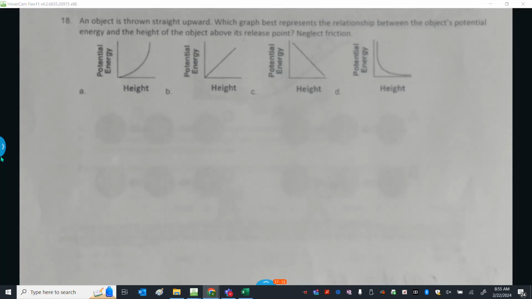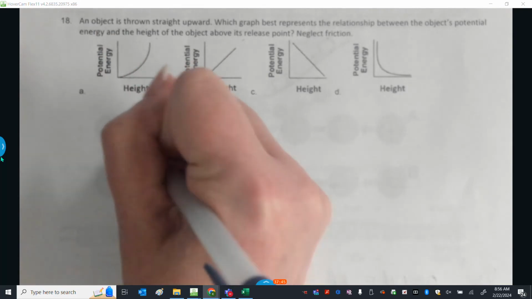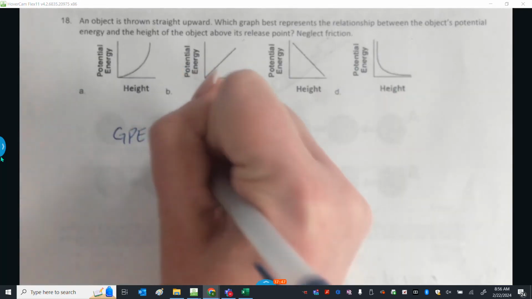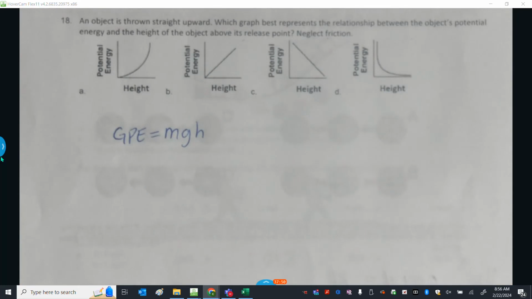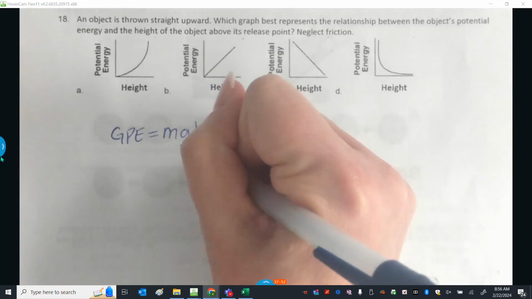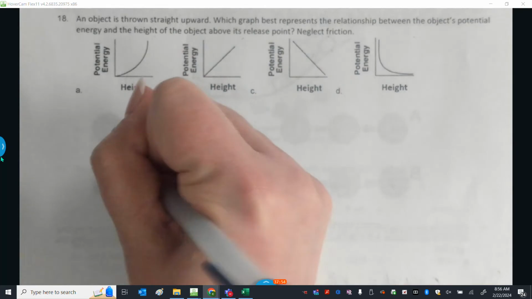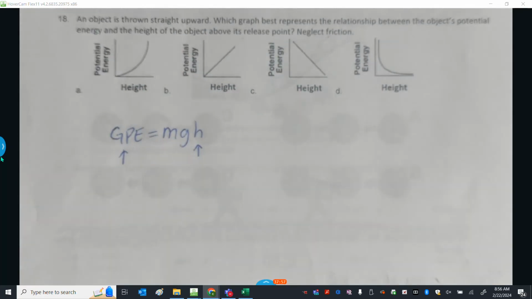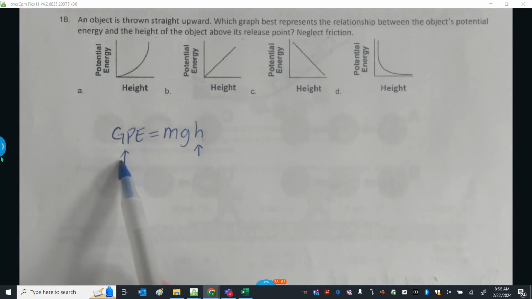This question says, an object is thrown straight upward. Which graph best represents the relationship between the object's potential energy and the height of the object above its release point? So you're really looking at the relationship described by this equation. GPE is mgh. So what is the relationship between height and GPE? Because that's what's on the graph. And it is a directly proportional relationship. As the height increases, so does the GPE, and it does so linearly. It should be a straight line, okay, because it is a directly proportional relationship.